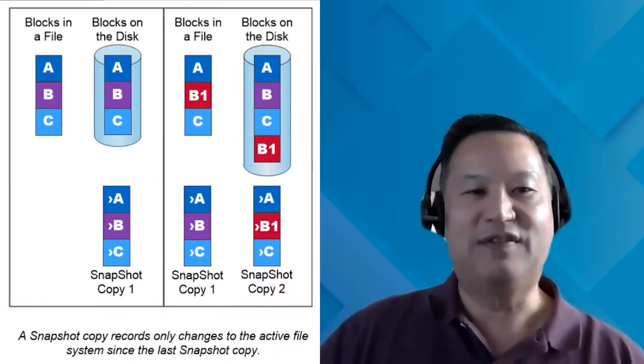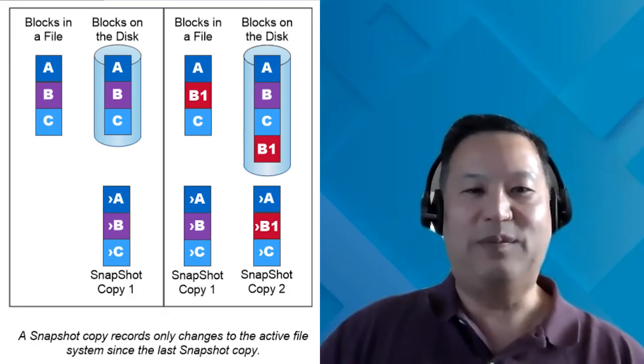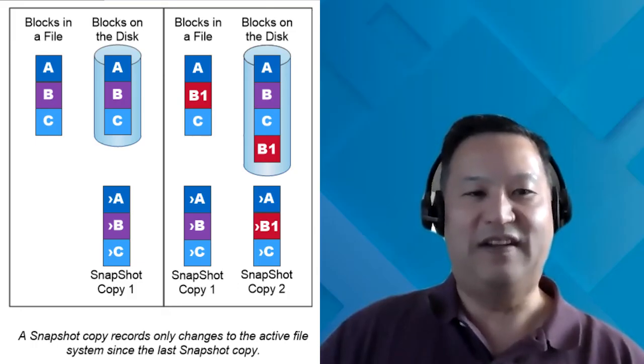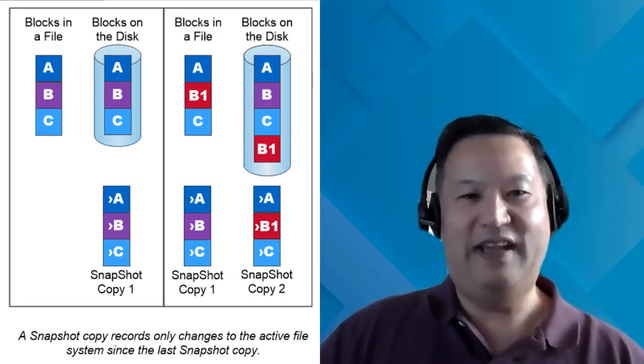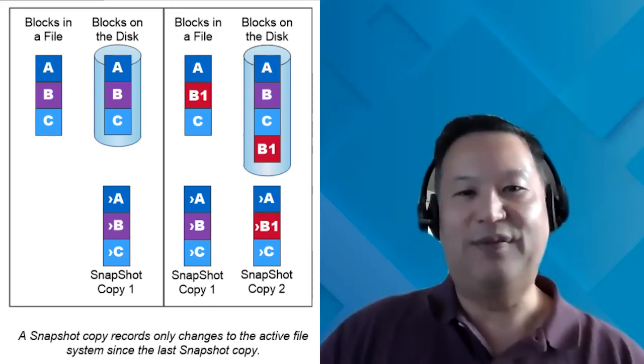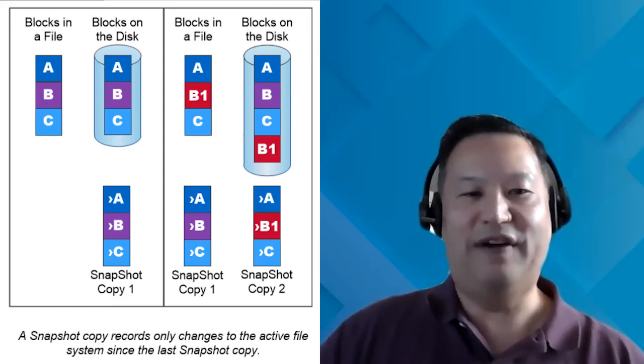To understand the mechanics of how snapshots work, consider this illustration. For simplicity's sake, we'll assume we have a volume with one file, as shown on the left side of this illustration. Our file contains 3 data blocks, A, B, and C. All 3 of those blocks are written to disk, and metadata points to those blocks for our file.